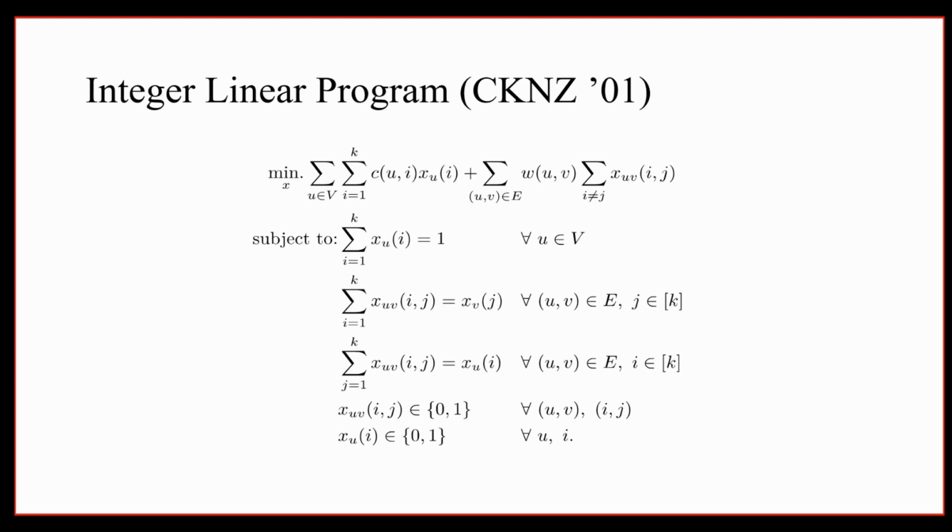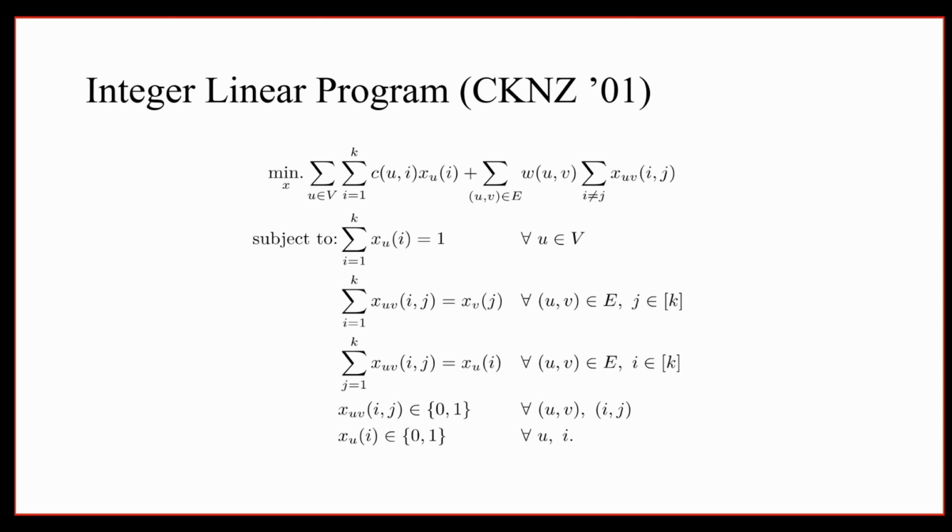So the particular linear program is the one used later by Chekuri, Khanna, Naor, and Zosin. It's a sort of simple linear program. For every node u and a possible label i, you have this term x_u(i). And you have this constraint that for every vertex, if you sum over all the labels, then this has to be equal to 1.